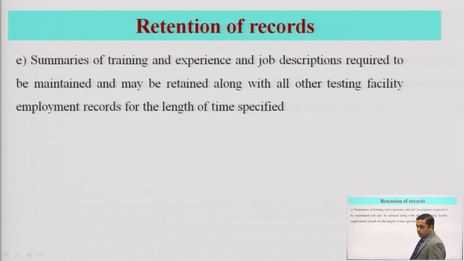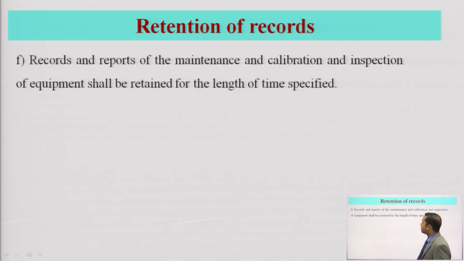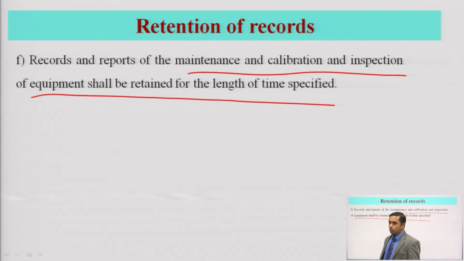Okay. And the fifth point: the summaries of training and experience and job descriptions required to be maintained may be written, along with the records of other testing facilities employed, for the length of time specified. Records and reports of the maintenance and calibration and inspection of equipment shall be retained. You see how seriously we are working.